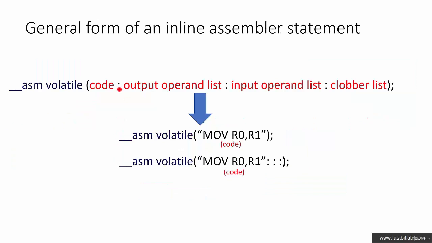Let's say I have only a code block. In the previous slide, we saw this instruction, MOV R0, R1. This is an example of inline assembly code which has only a code block. There is no output operand, input operand, or the clobber list. That's the reason you can write something like this. It doesn't have any operand list or the clobber list. Or you can also write like this. This implies that there is no output operand, no input operand, and no clobber list. That's why colon, colon, colon.